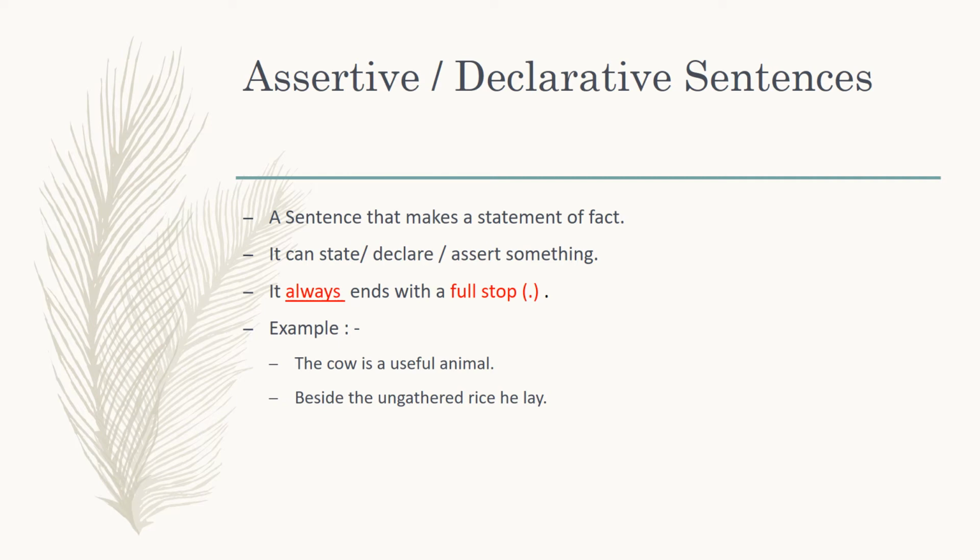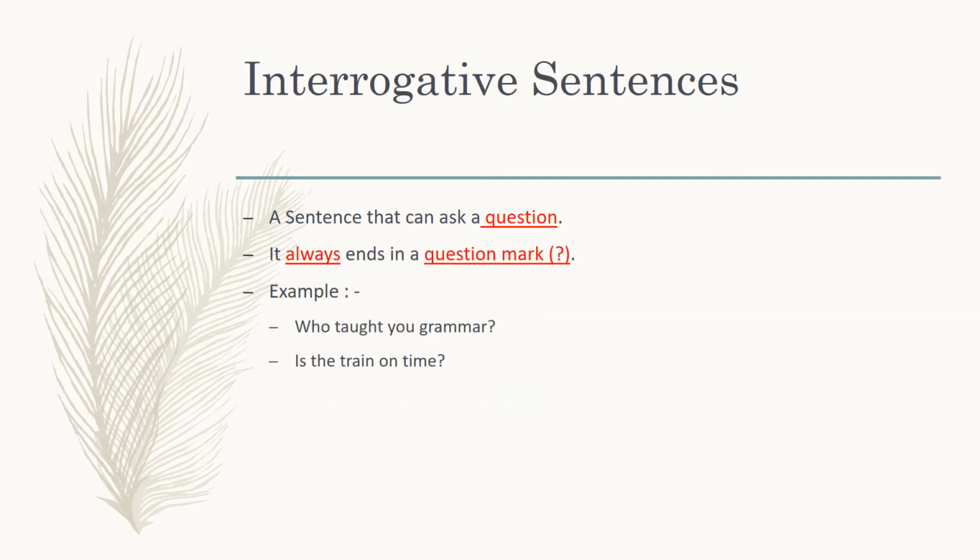Okay, now for the example. The cow is a useful animal. Or, beside the ungathered rice he lay. So, in these two sentences, we can find that there is a rearrangement of the word order, but it makes complete sense. So, we can consider them as sentences. Okay. I hope you understood.